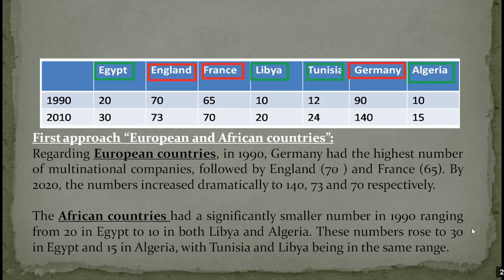These numbers rose to 30 in Egypt and 15 in Algeria, with Tunisia and Libya being in the same range. Again, we're doing the same thing. We're commenting on the highest and lowest and saying that the other countries are in the same range. So this way we avoid too much repetition and too many details.